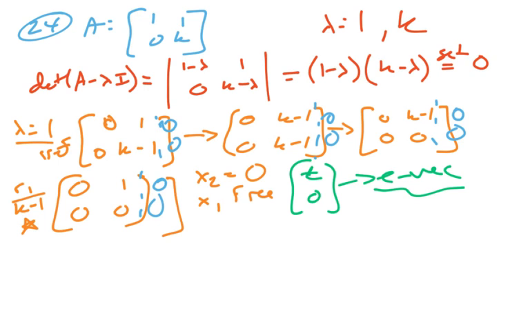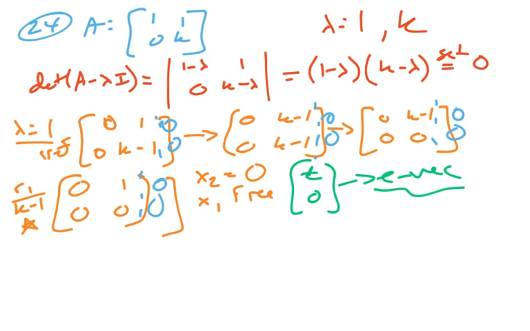But along the way, I had to assume I was able to divide by k minus 1 to see that, okay? You don't really even have to divide by k minus 1. You could just say that k minus 1 times x2 is equal to 0, right? So k could be 1, or x2 is 0, but either way it's going to take you back to a vector like this.